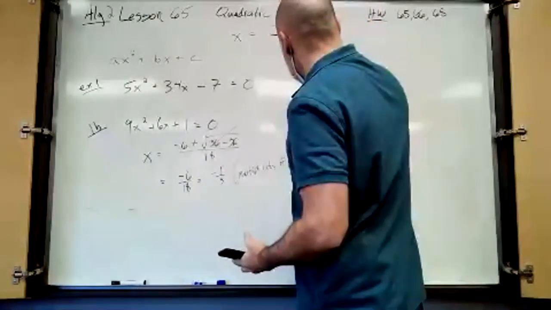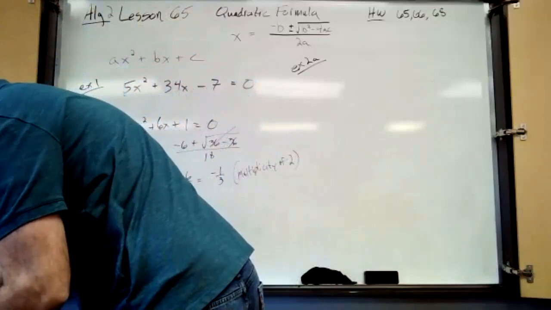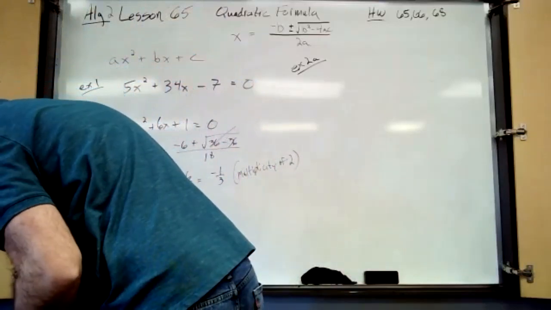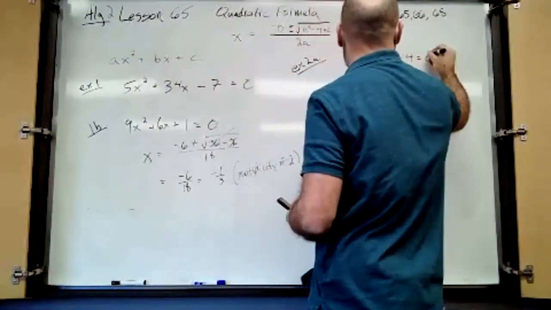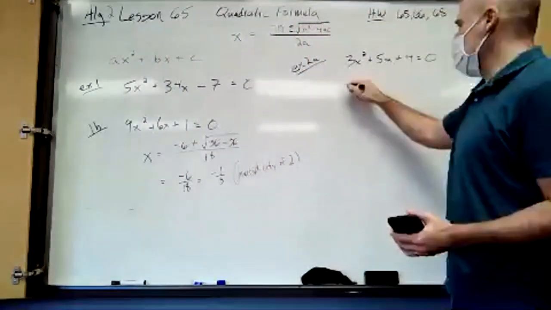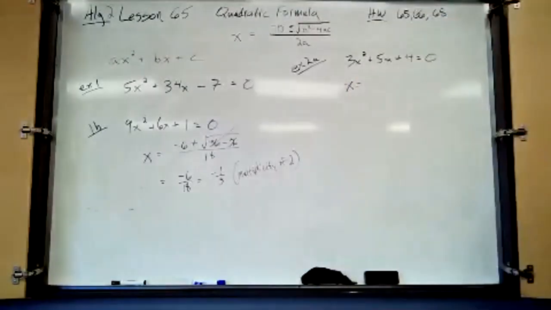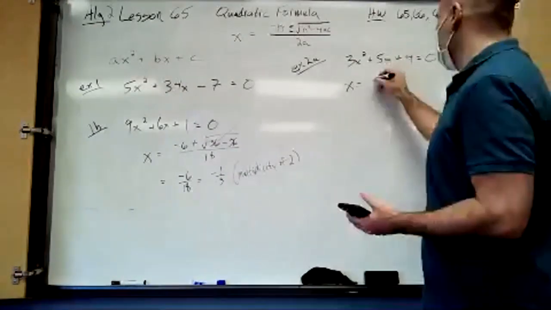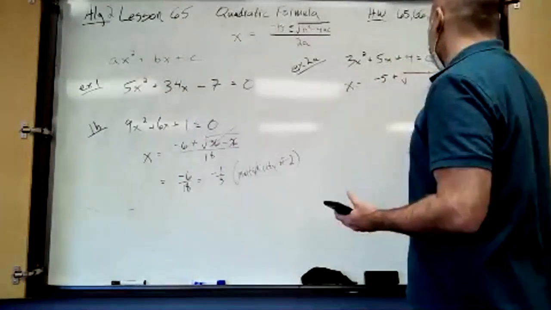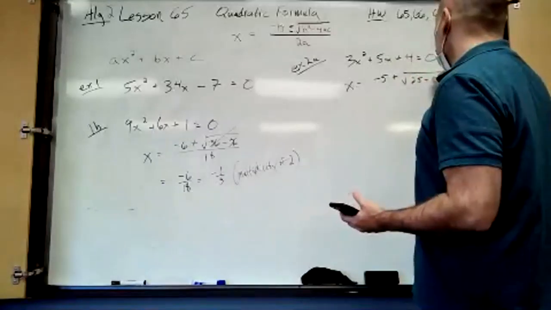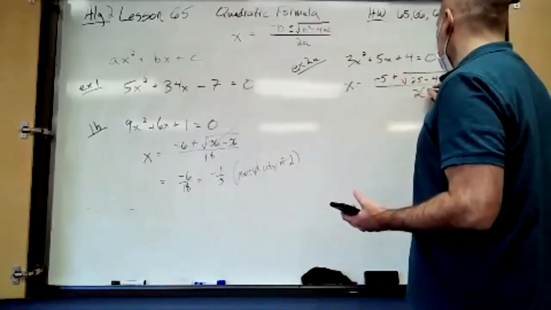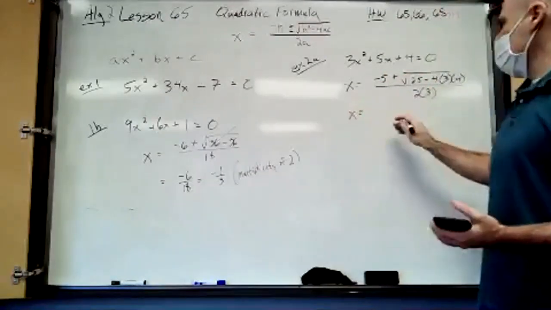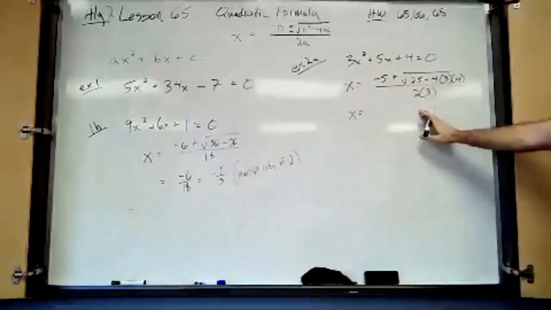Here's example 2a. 3x squared plus 5x plus 4. Okay, so let's just plug it into our formula. X equals, what's A, B, and C? 3, 5, and 4. So negative B would be negative 5 plus or minus the square root of B squared. So 25 minus 4 times 3 times 4 all over 2 times 3. See what I did? I just plugged it in. So now let's figure it out.